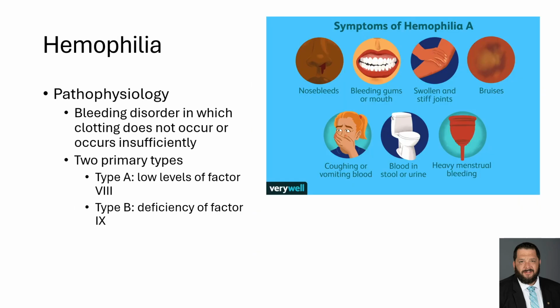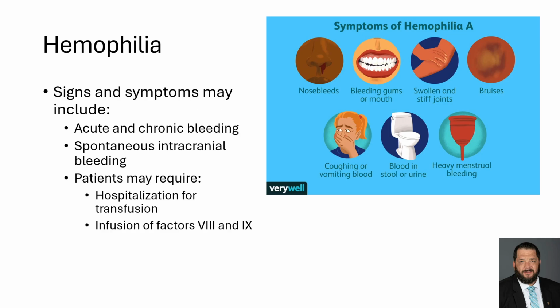Hemophilia is a bleeding disorder in which clotting does not occur or occurs insufficiently. There are two primary types, type A, which is a low level of factor 8, and type B, which is a deficiency in factor 9. Hemophilia A is hallmarked by things like nosebleeds, bleeding gums, heavy menstrual bleeding. Blood may be present in the stool or urine, as well as hemoptysis, or coughing up or vomiting blood. You can have acute or chronic bleeding.